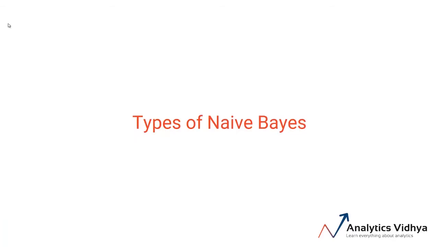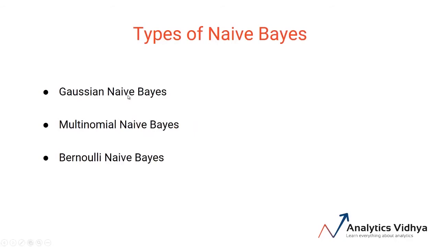In this video, we'll discuss the different types of Naive Bayes algorithms. So we have three types: Gaussian Naive Bayes, multinomial Naive Bayes, and Bernoulli Naive Bayes.